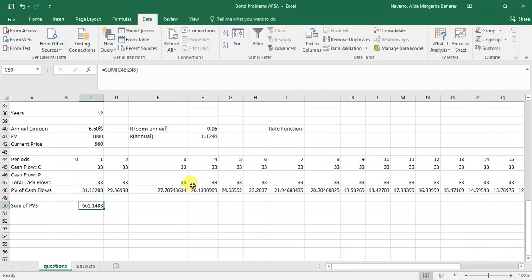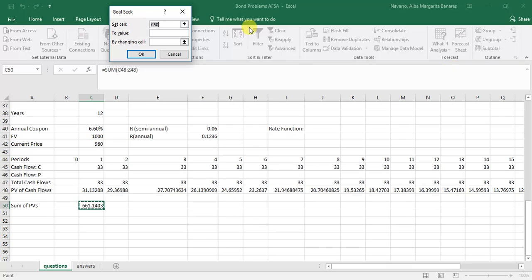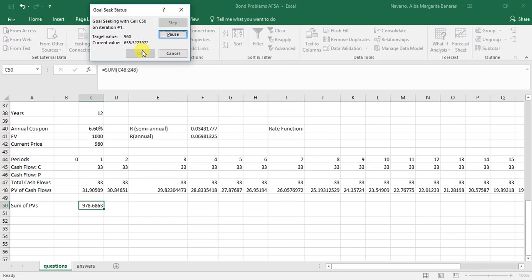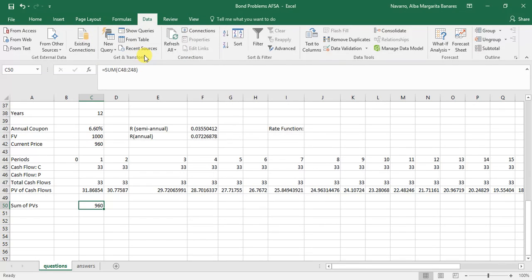Cool. So as you can see, our current price is supposed to be $960, but what we get for the sum is $661. So we're going to fix this by going into Goal Seek. Change our sum to 960 by changing the semi-annual cell. Okay, cool. So we end up with this as our semi-annual rate, and since we set up this formula earlier, this changed along with this, so we get our annual rate to be about 7.2%, which is accurate.